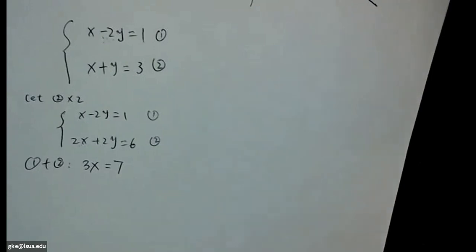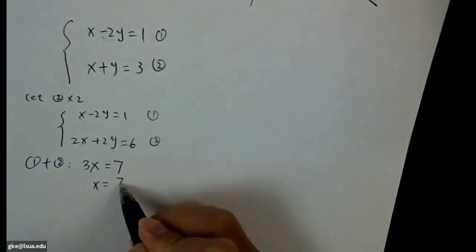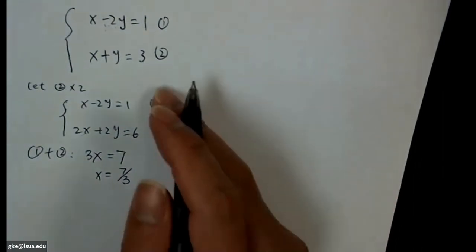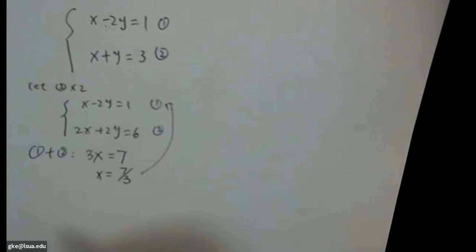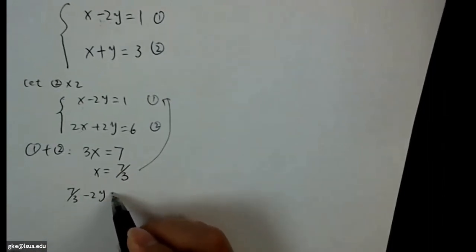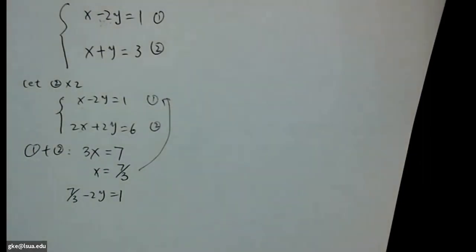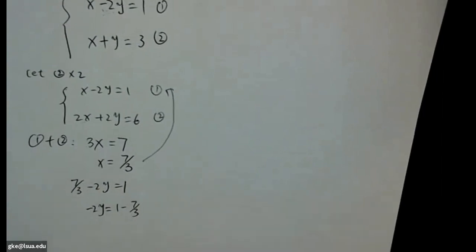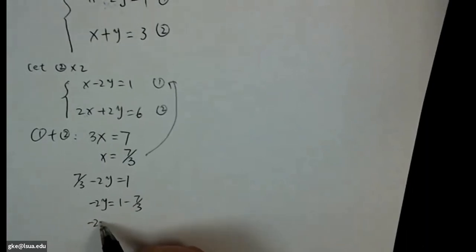And of course, you can solve it. The solution for x is going to be 7/3. And we can plug it back into the first equation. Of course, here we have a fraction. We can simplify it, move this term to the right-hand side, and this is going to be 3/3.